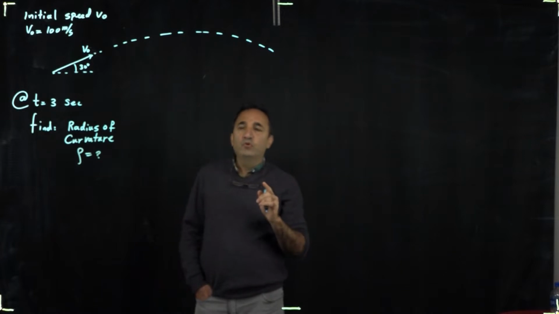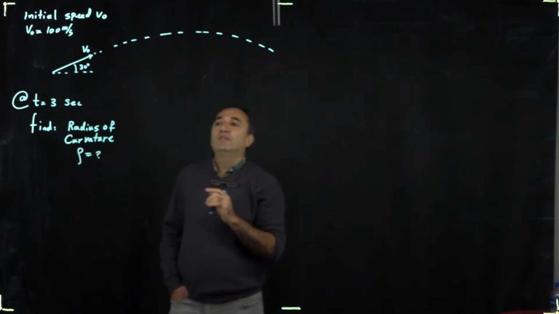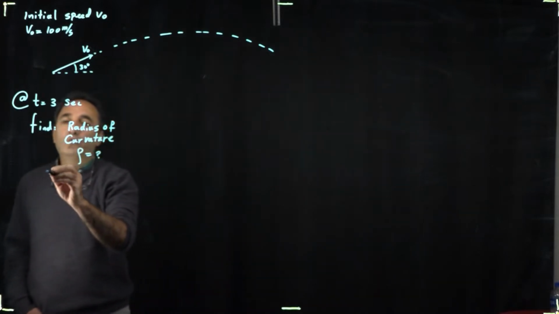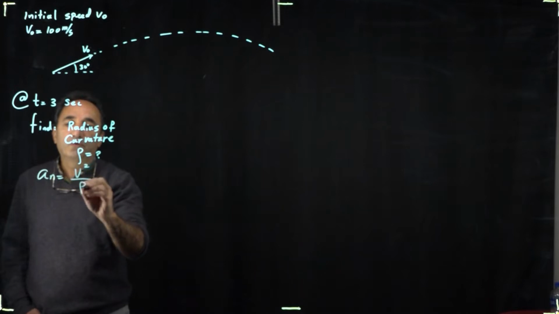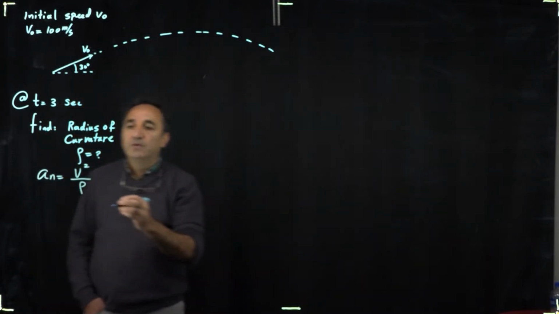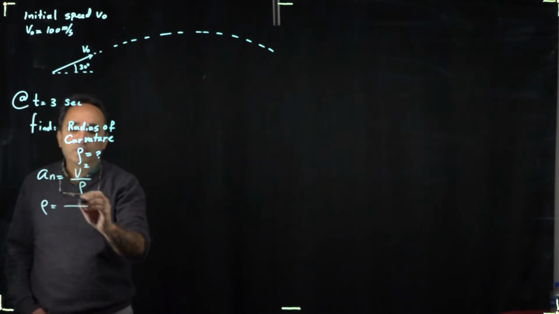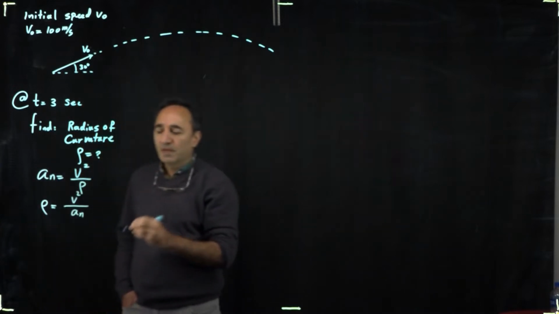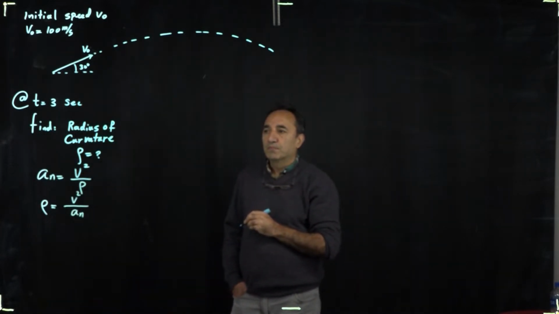Actually, I'm going to show you two ways that you could do this. One would be using this equation. You know that the normal acceleration is equal to v squared over rho, or centripetal acceleration. So therefore, if you rearrange the equation for rho, you could change that to v squared over a_n and solve for the radius of curvature.